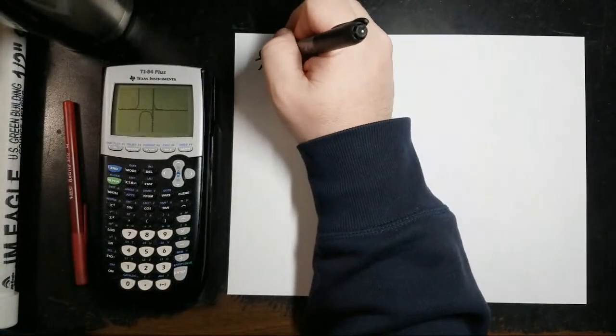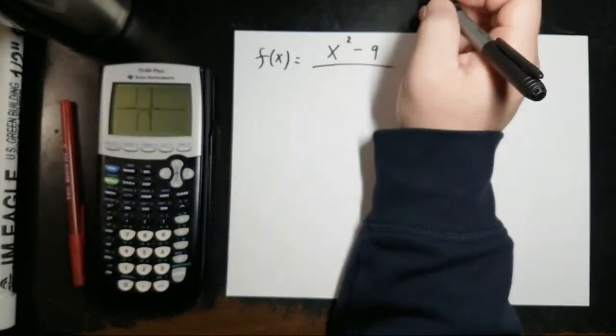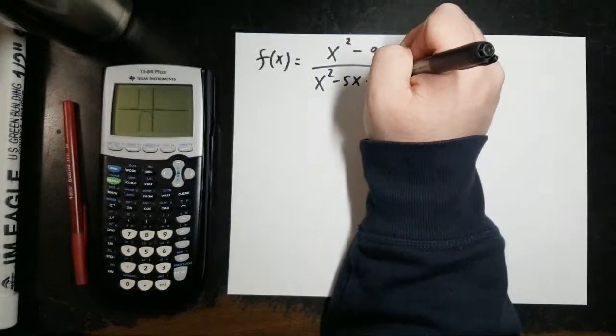Let's see what we got here now. Let's try one more non-basic. There we go. x squared minus 9 over x squared minus 5x minus 24.